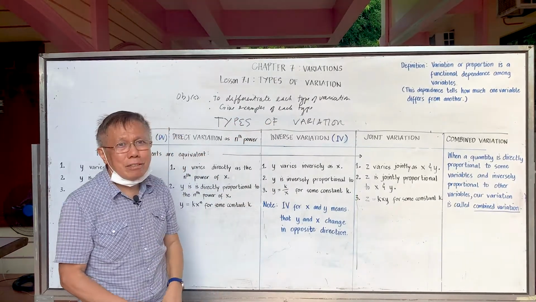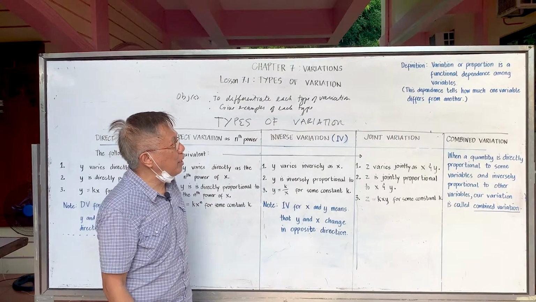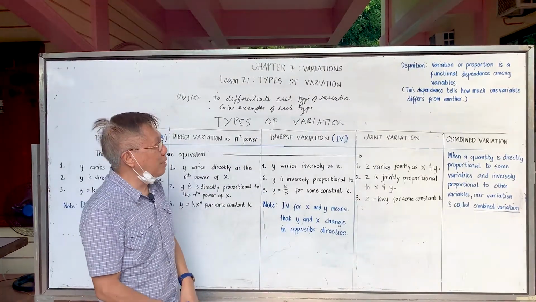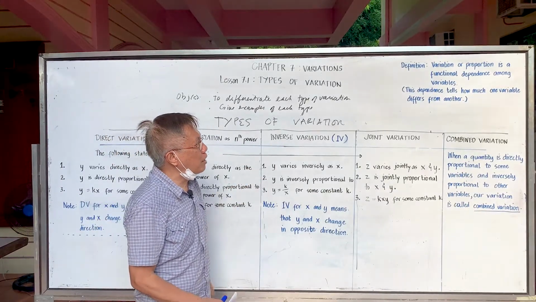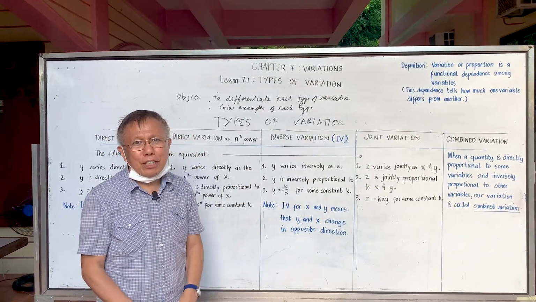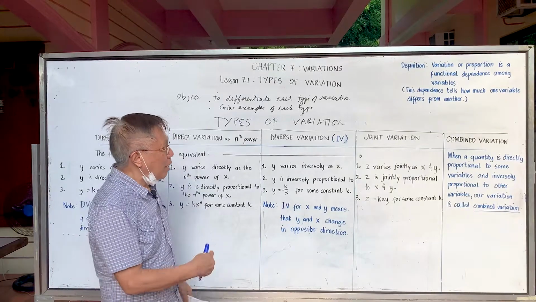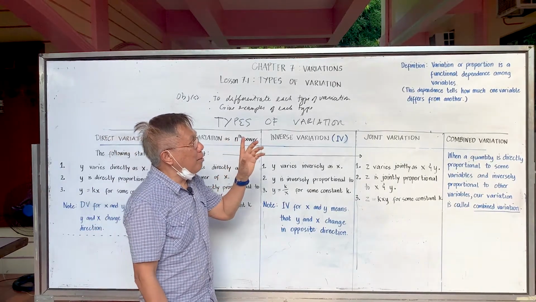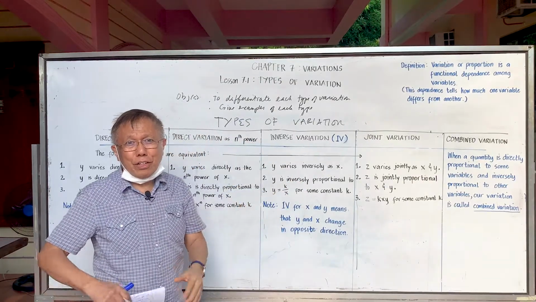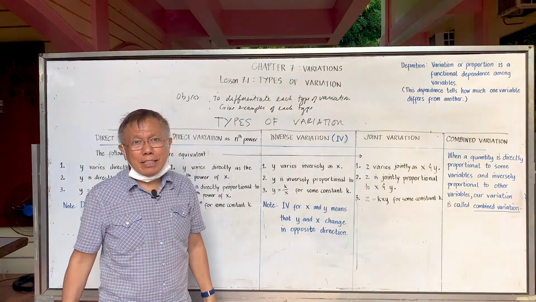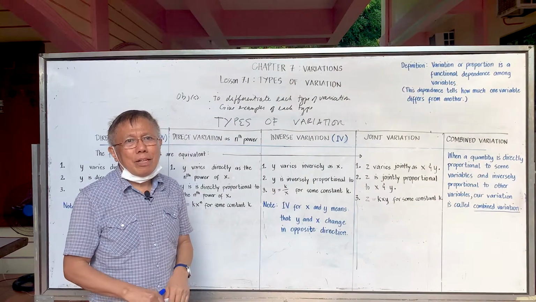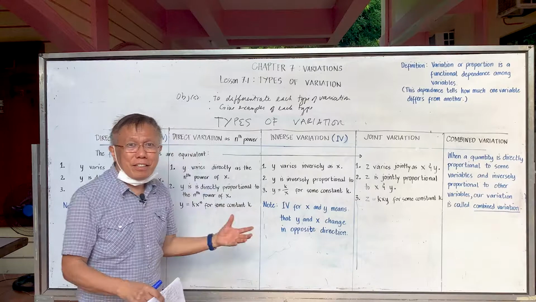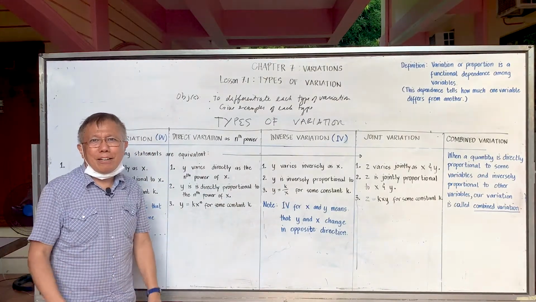What is a variation? Variation or proportion is a functional dependence among variables. This dependence tells how much one variable differs from another. Variations or proportions are very common in the social sciences. Okay, when you do research in social sciences, you will have these relationships that you want to discover.